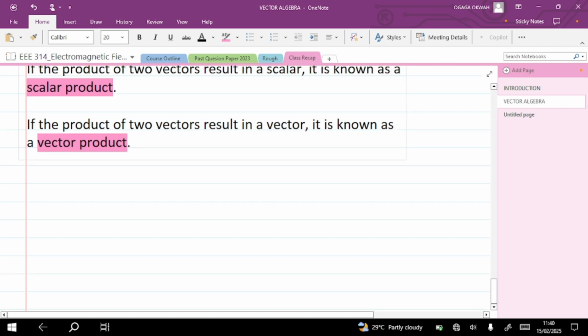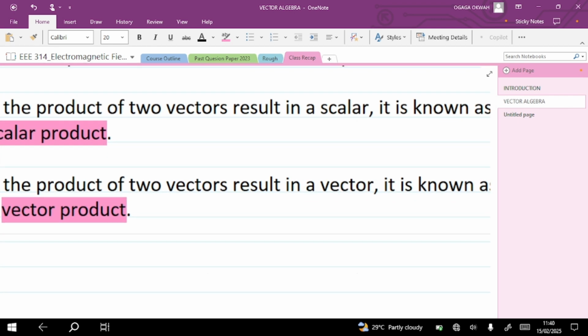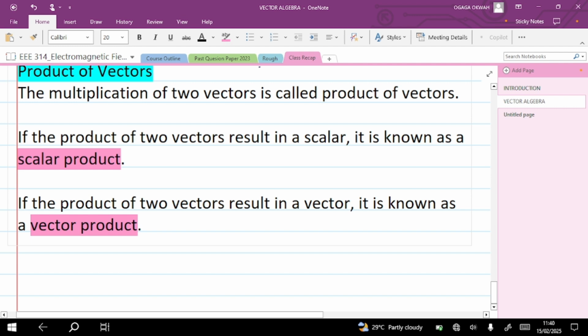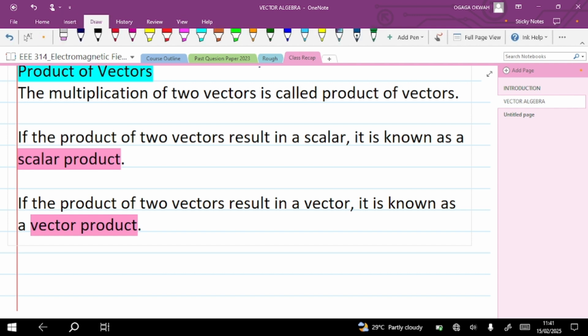And in this video we're talking about product of vectors. So the product of vectors, if you multiply two vectors, that's called product. Like the multiplication of two vectors is called product of vectors. But the thing is this, if the result you get is a scalar, then it's a scalar product. That is, if the product of two vectors results in a scalar, it is known as a scalar product. Then, if the product of two vectors results in a vector, it is known as a vector product. Okay? Now, let's talk about scalar products.